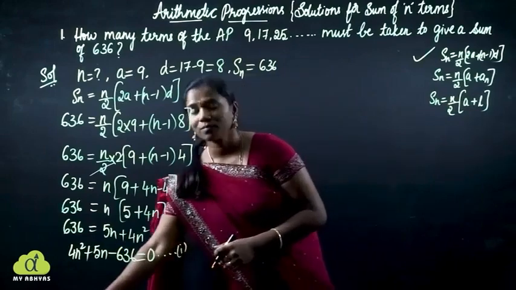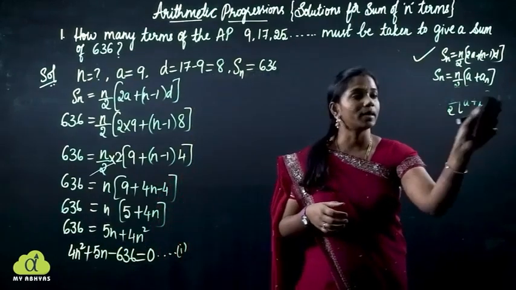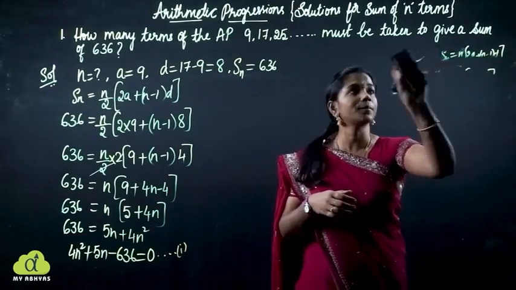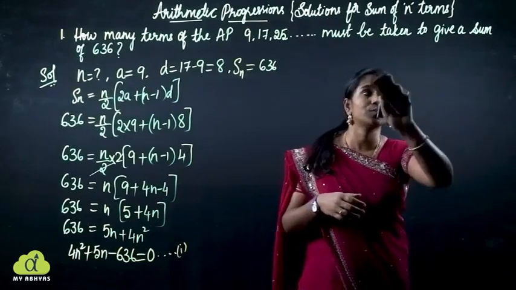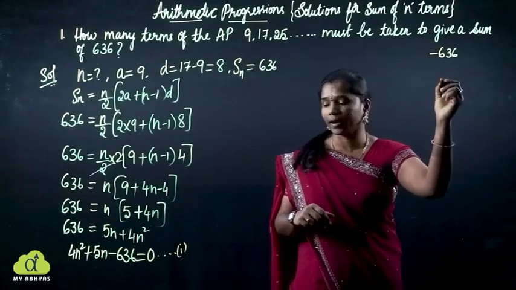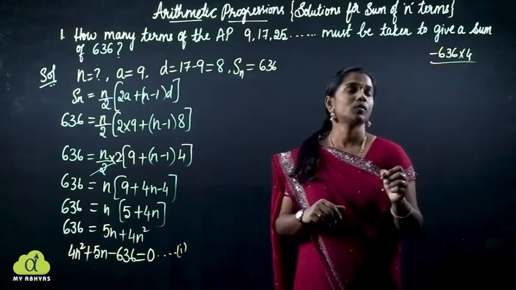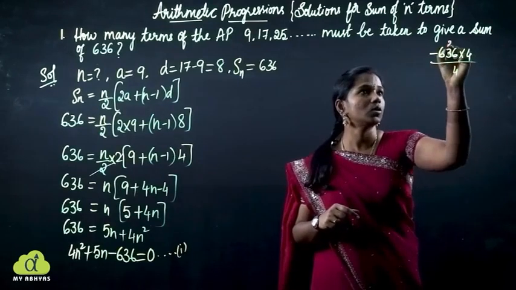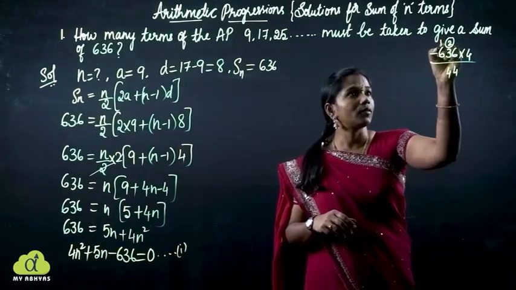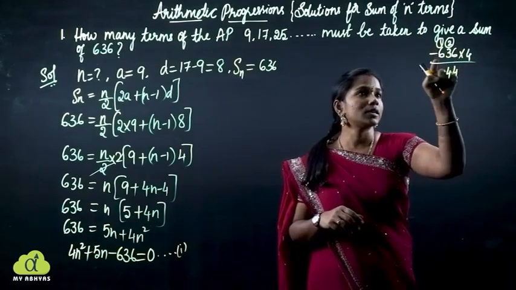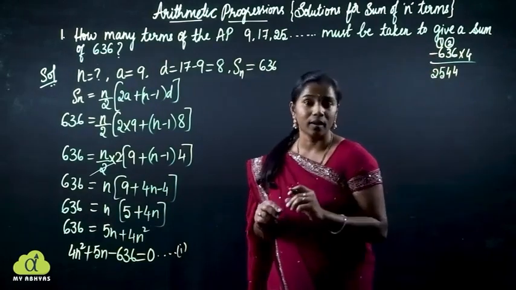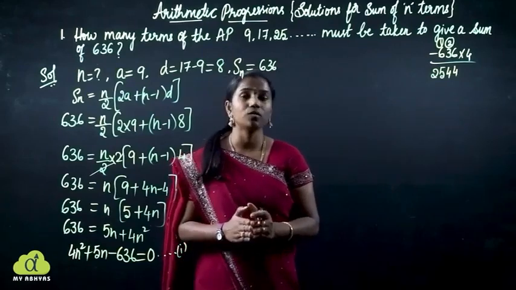So what is the first step? We have to multiply the last term and the first term. What is the last term here? It is 636. You should be quick enough to multiply. It is minus 636 into 4. Multiply quickly. 6 4s are 24, 2 carry over. 4 3s are 12, 12 plus 2 is 14. Again 1 carry over, 4 6s are 24 plus 1 is 25. So we have got 2544.